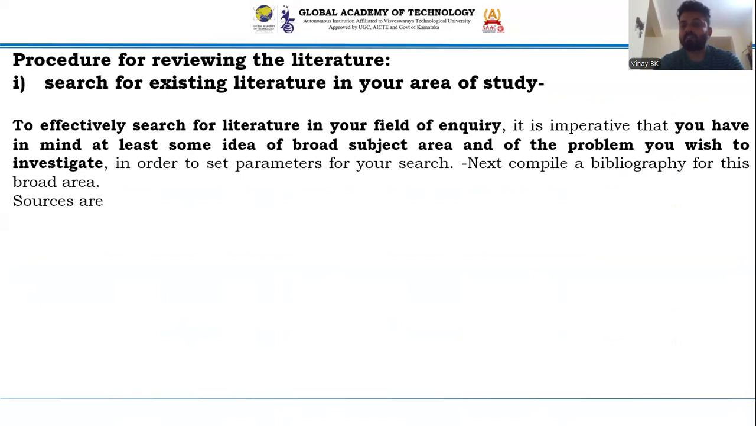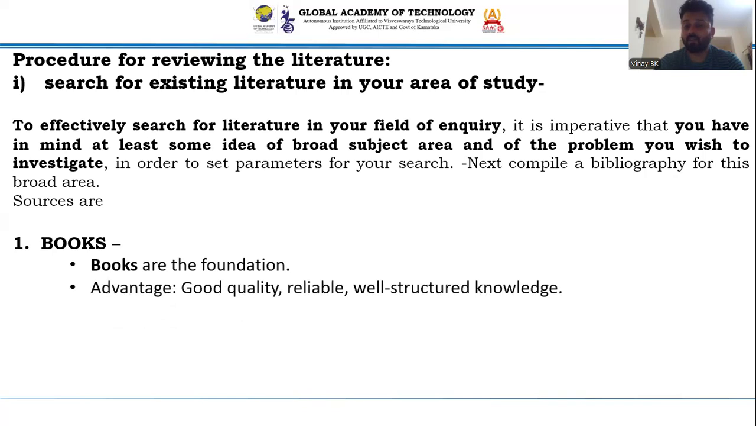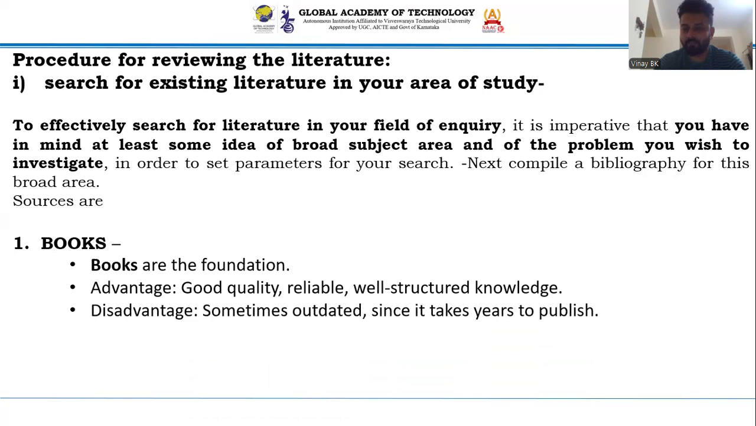So in order to set parameters for your search, you have to use search sources. There are two we'll be having. One is the bibliography, that is, the textbooks. Another is for finding the journals. That is nothing but finding the textbooks and journals. So the sources are, first, books. Books are the foundation, and the advantage of books is good quality, reliable, well-structured knowledge, but they are sometimes outdated since it takes years to publish. To publish another edition will not take 1 or 2 days. It will take around 2 to 3 years to get a new edition.